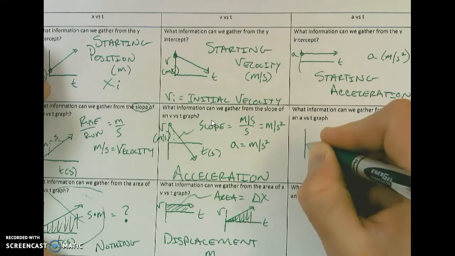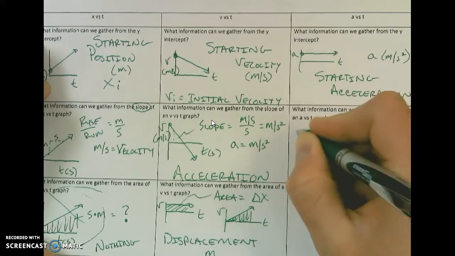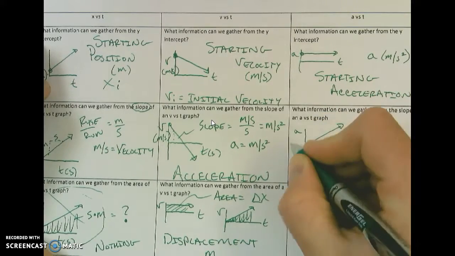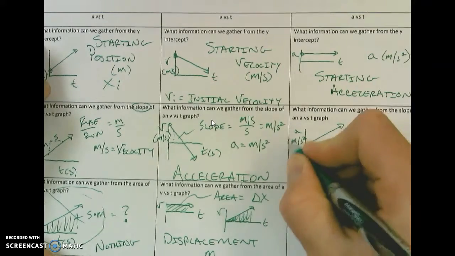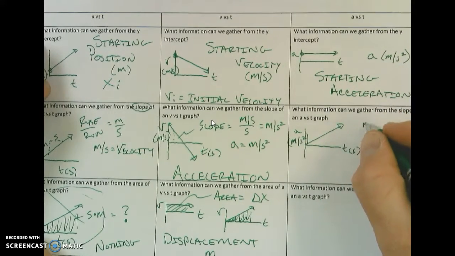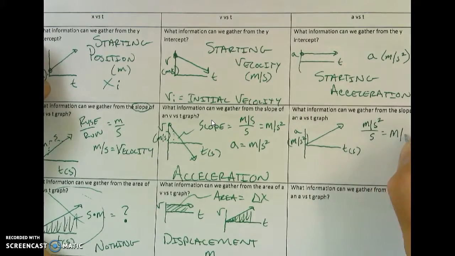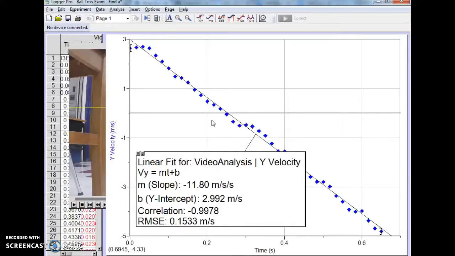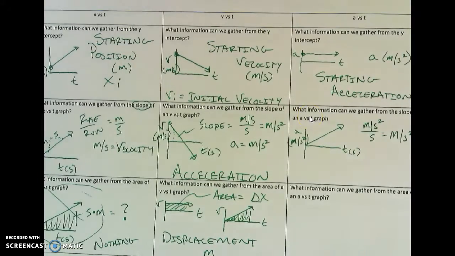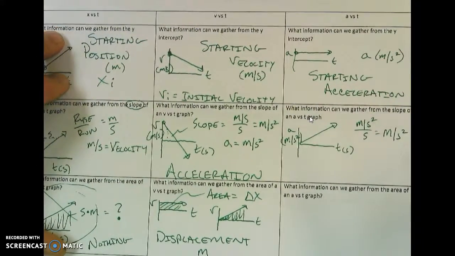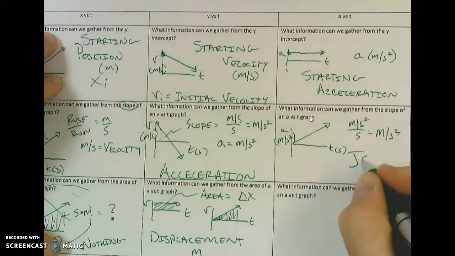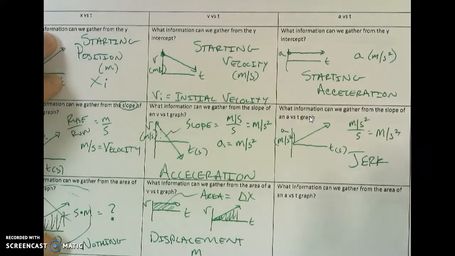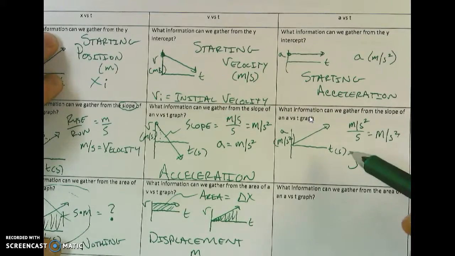Let's say we have an acceleration graph that looks like this. So it's meters per second squared and seconds are our labels. The slope would be meters per second squared over seconds, which gives me meters per second cubed. So meters per second cubed is something that we call jerk. Basically what that is, it's accelerated acceleration.